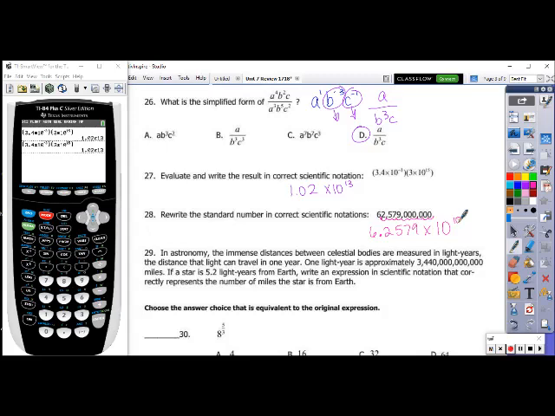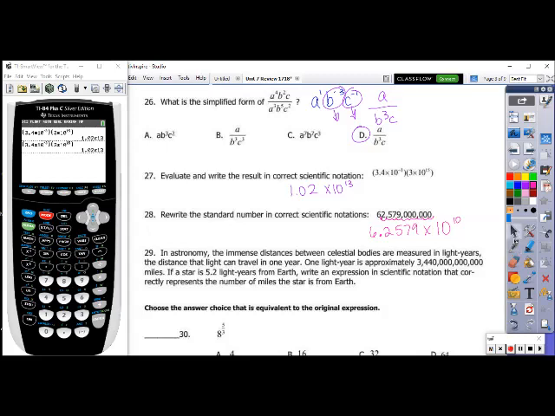Number 29, in astronomy, the immense distance between celestial bodies is measured in light years, and it says the distance that light can travel in 1 year. 1 light year is approximately that really, really big number, miles. If a star is 5.2 light years from Earth, write an expression in scientific notation that correctly represents the number of miles the star is from Earth.